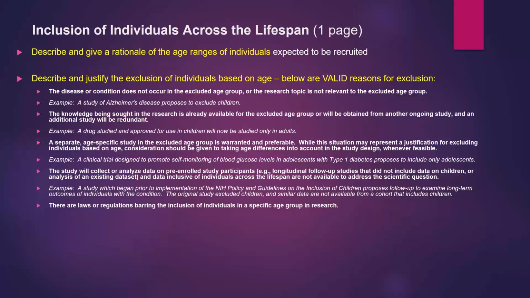There may be laws or regulations barring the inclusion of individuals in a specific age group for certain kinds of research, maybe drug trials or other types of work. For example, regulations for protection of human subjects allow consenting adults to accept a higher level of risk than are permitted for children.